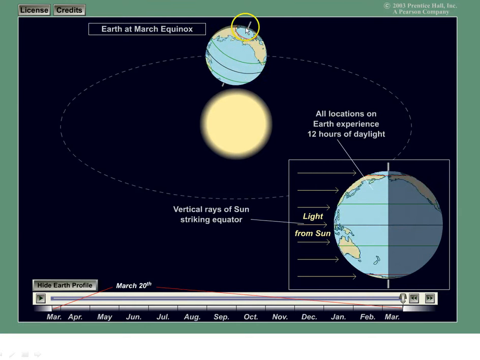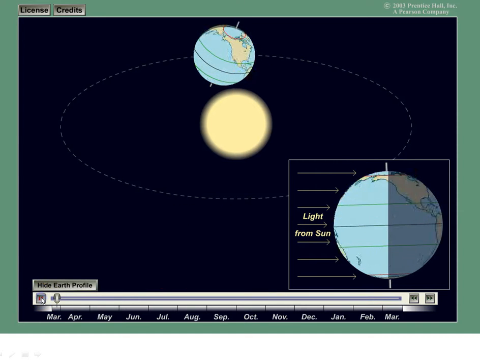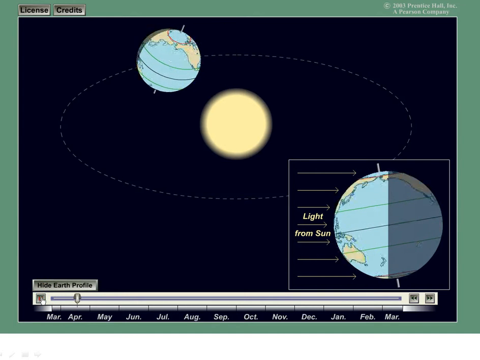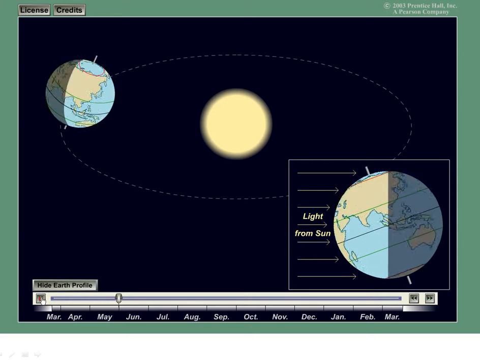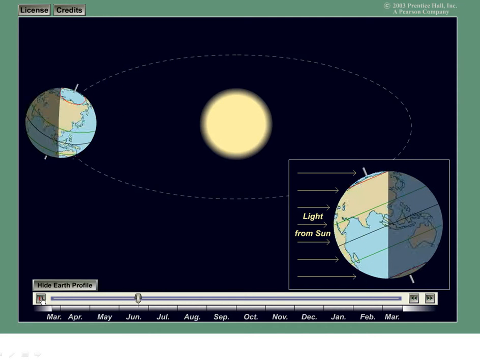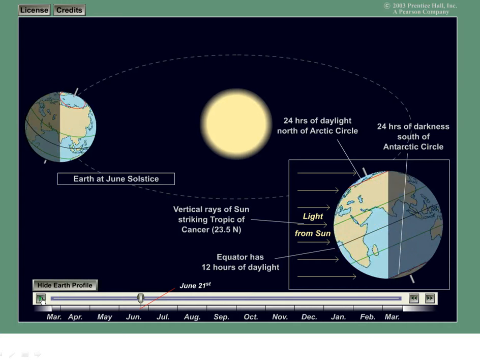This is when the North Pole is not pointed either towards or away from the sun, and therefore we have what's called an equinox. Everybody has 12 hours of daylight and 12 hours of nighttime, hence the name equinox. So no matter where you live, you experience that. As the Earth continues in its orbit around the sun, we get towards another date, June 21st. And you can see here clearly that the North Pole is pointed towards the sun.